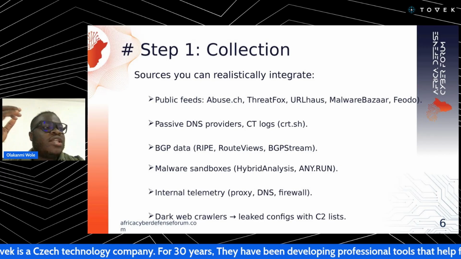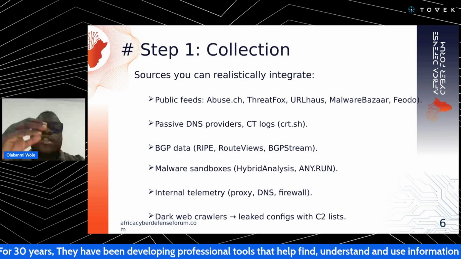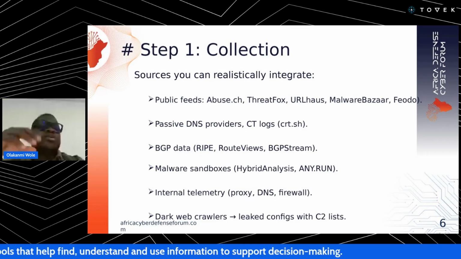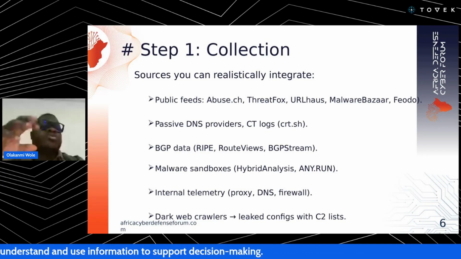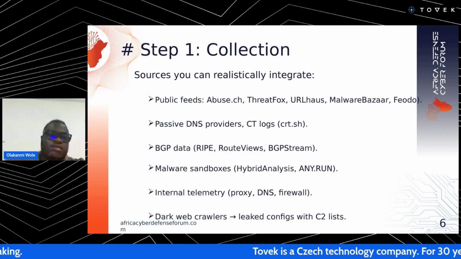So you can either use public feeds, DNS providers like Certstream or CRT.sh. If you're looking to build malware-related feeds, you can also get additional information from sandboxes and the likes, right? So context also really matters in collecting information.